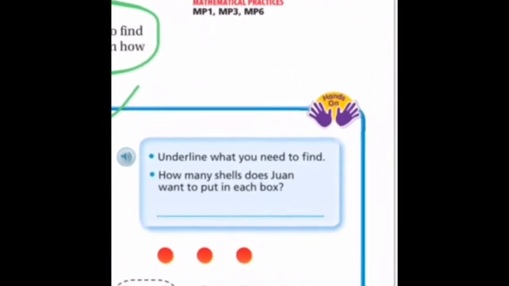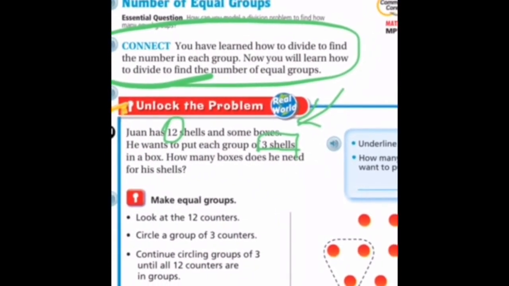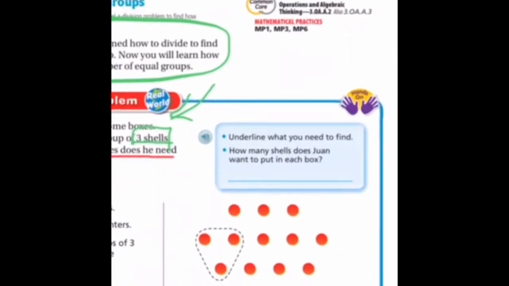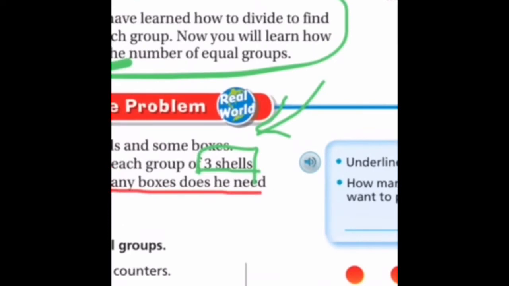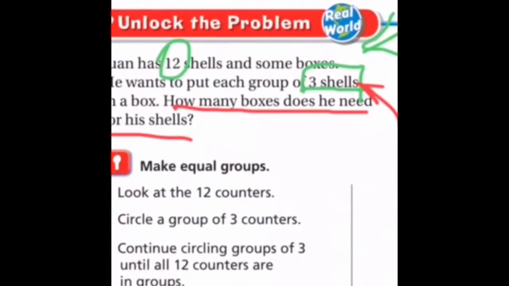Let's look at this blue box first. It says underline what you need to find. So that is our question, right? So let's underline that. Make sure you do that in your workbook. And then the other part says, how many shells does Juan want to put in each box? And that was right here. He wants to put 3 shells in each box. There we go. So we're going to make equal groups.